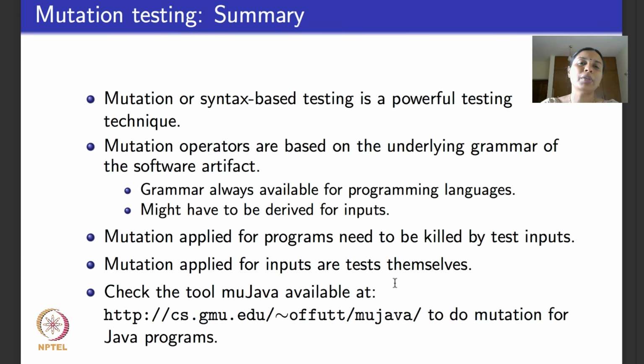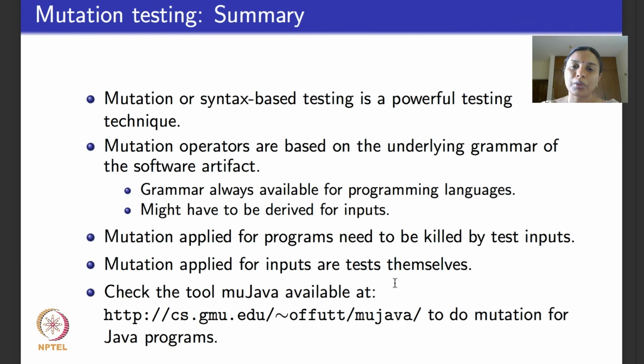So here is a summary of mutation testing. This will be the end of mutation testing that we will see. Mutation or syntax-based testing is a very powerful testing technique, as I told you. It subsumes several other coverage criteria, as we saw in one lecture module. They are based on the underlying grammar of the software artifact. For every programming language, a grammar is available. For inputs, whenever a grammar is not available, it's a worthwhile exercise to derive the grammars for these inputs.